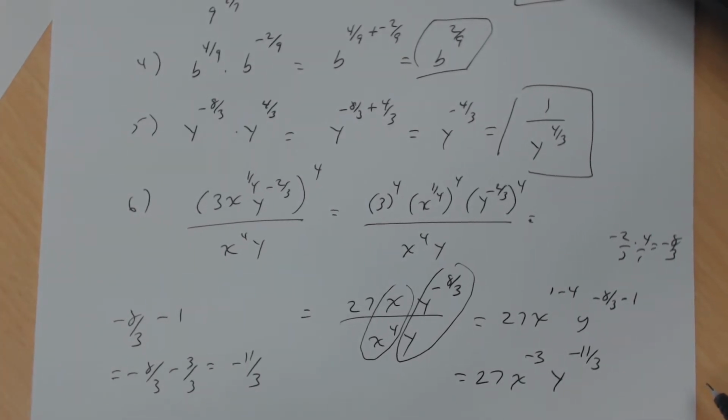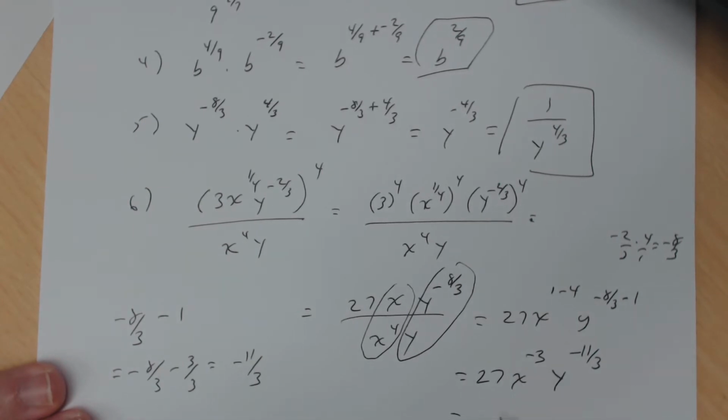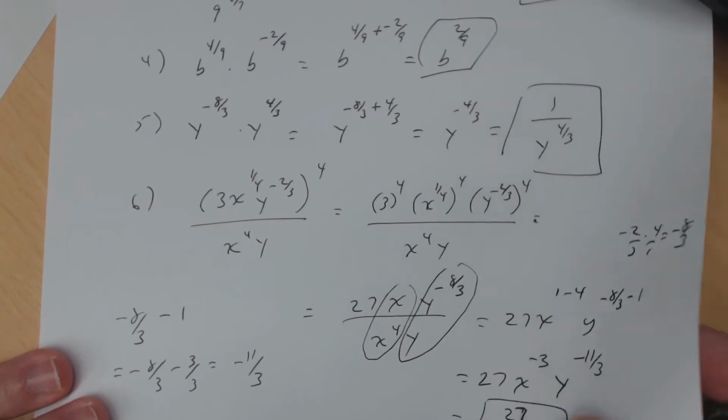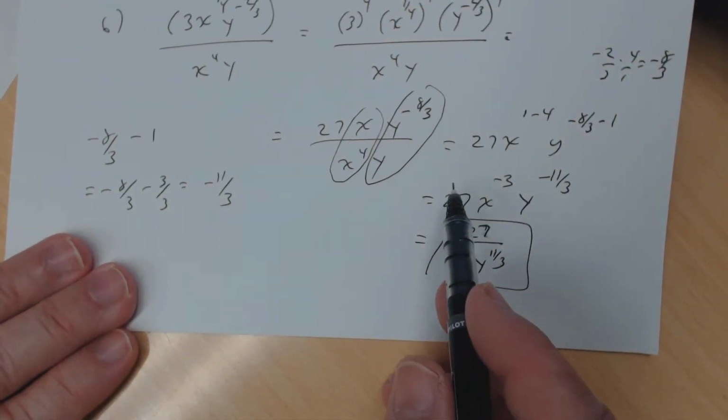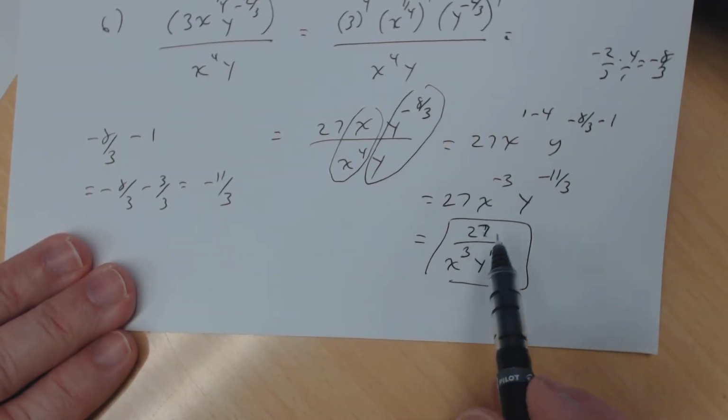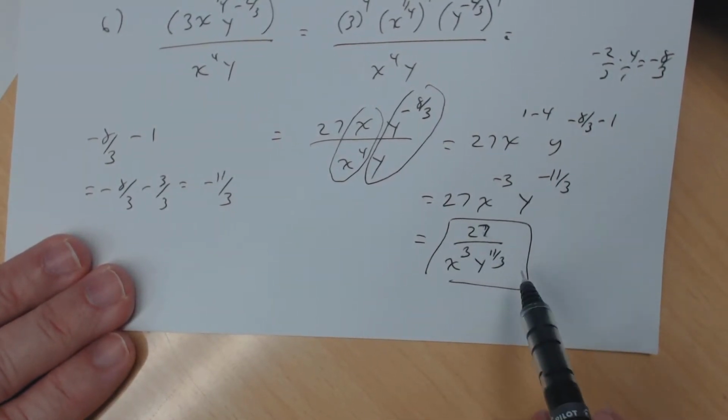Alright, and then remember you don't want any negative exponents, so then your answer would be the only factors raised to a negative exponent are the x and the y, so the 27 stays where it is. So it's 27 divided by x to the third power times y to 11/3, and that will be the answer there. So again, 27 is positive, so the positive exponent stays in the numerator. This is going to go in the denominator. So it'll be x to the third, y to 11/3.